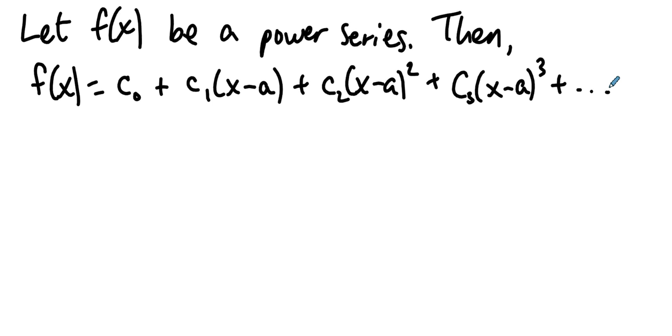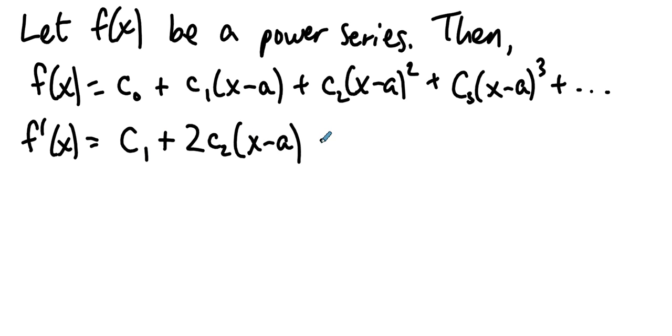Well, let's take some derivatives. I mean, that's why we use power series. Power series are basically polynomials. Polynomials are easy to take derivatives of and integrals of. So let's do that. Derivative of a constant is 0. Derivative of this term is c1. And then there's 2c2 times x minus a, and then 3c3. Power goes down by 1.